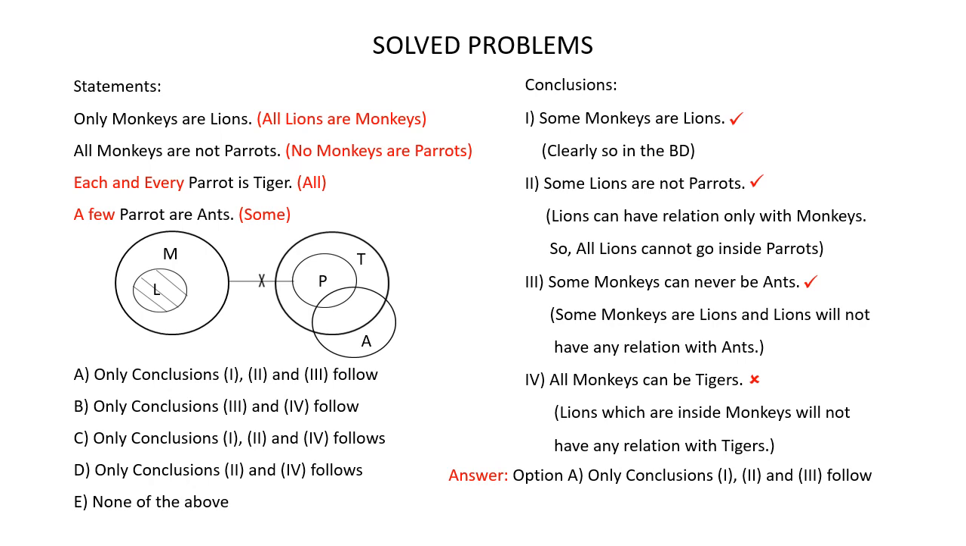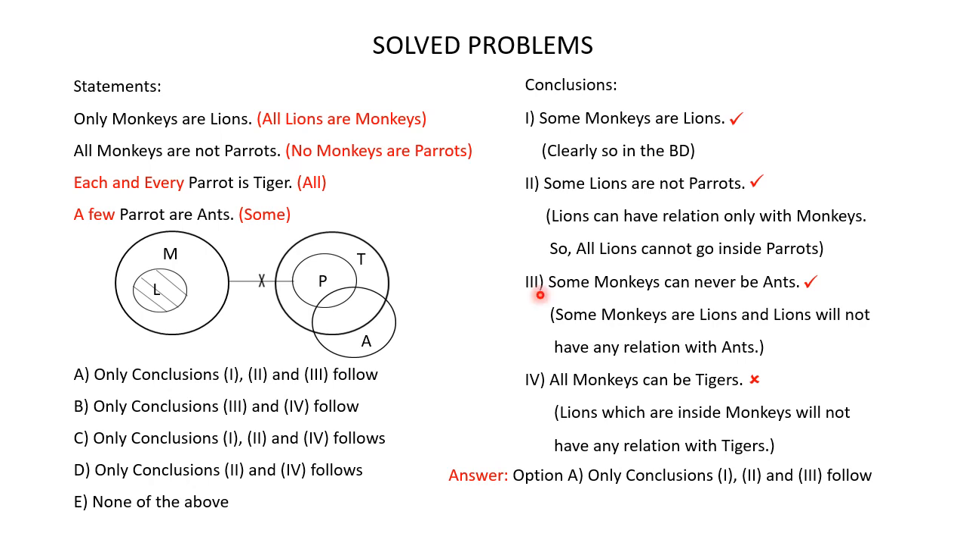So if all lions cannot go inside parrots, it means the conclusion some lions are not parrots is correct. Now the logic here is all lions cannot go inside parrots means all lions are not parrots. If all lions are not parrots, it obviously means some lions are not parrots. So the conclusion some lions are not parrots is correct. Conclusion 2 follows.